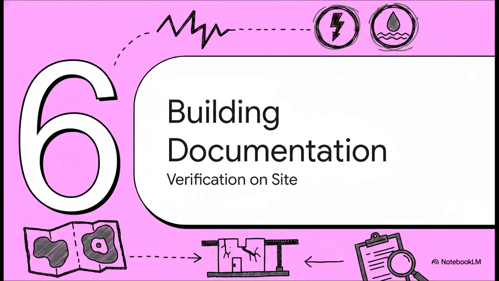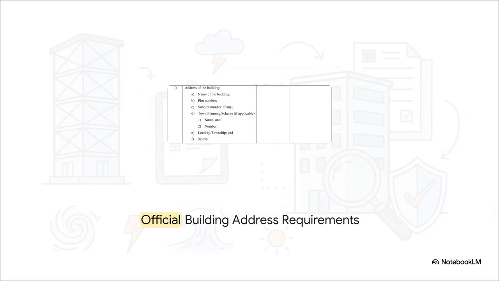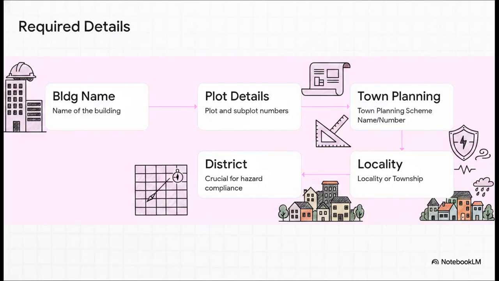Finally, Section 6, Building Documentation and Verification on Site. Now, official building address requirements might look like standard administrative paperwork to you. Actually, scratch that. A lot of people treat it like an annoying formality, but it is absolutely your primary compliance tool. This exact form is how authorities verify that the correct, rigorous structural codes are being applied to your precise geographical hazard zone. You should treat this form as your site engineer's ultimate checklist.